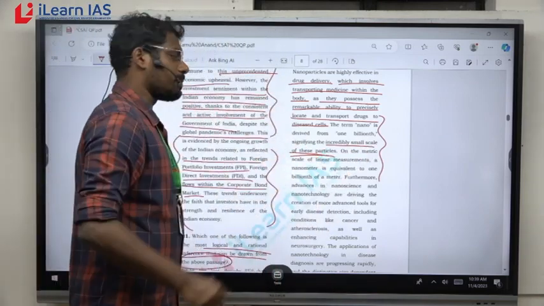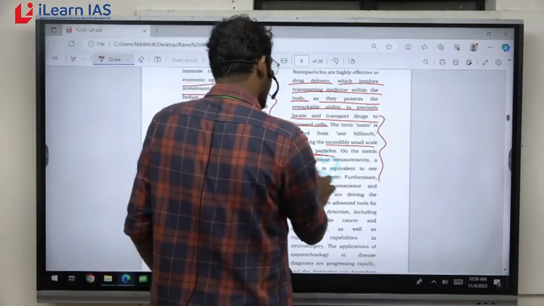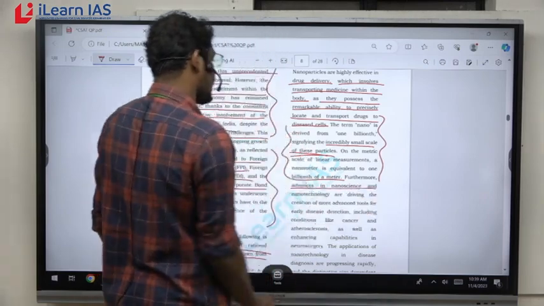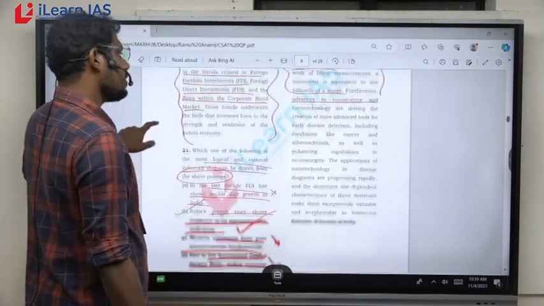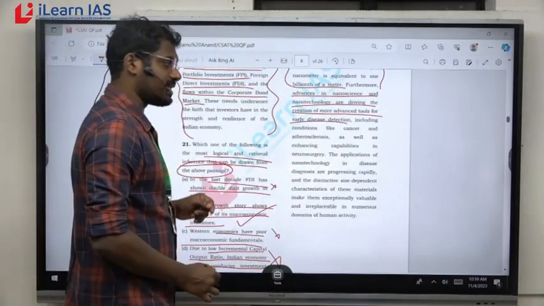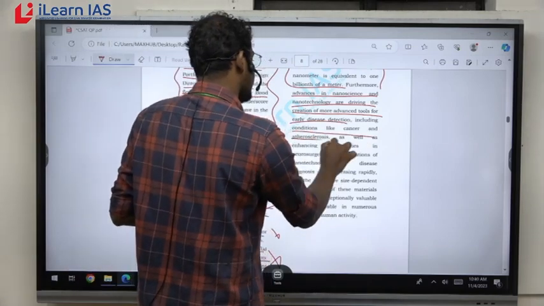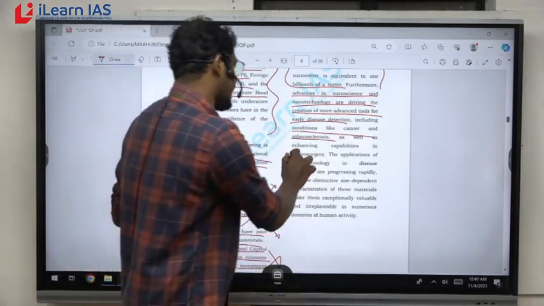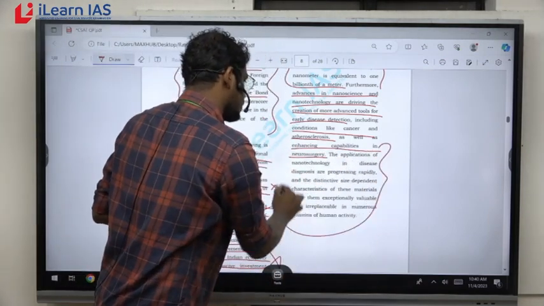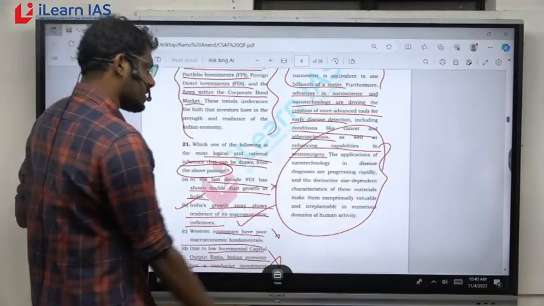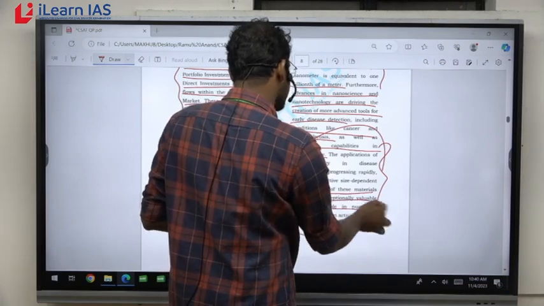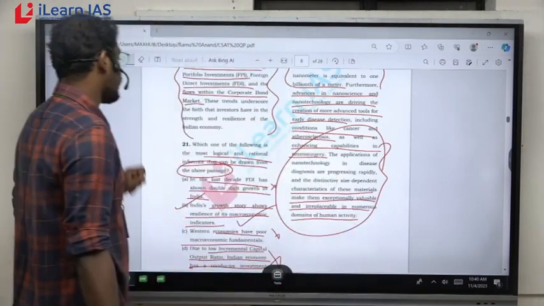Okay, they are small scalable particles. On the metric scale of linear measurement, a nanometer is equivalent to 1 billionth of a meter. These are not necessary. Furthermore, advances in nanoscience and nanotechnology are driving the creation of more advanced tools for early disease detection, including conditions like cancer and atherosclerosis, as well as enhancing capabilities in neurosurgery. These applications of nanotechnology in disease diagnostics are progressing rapidly, and the distinctive size-dependent characteristics of these materials make them exceptionally valuable and irreplaceable in numerous domains of human activity.